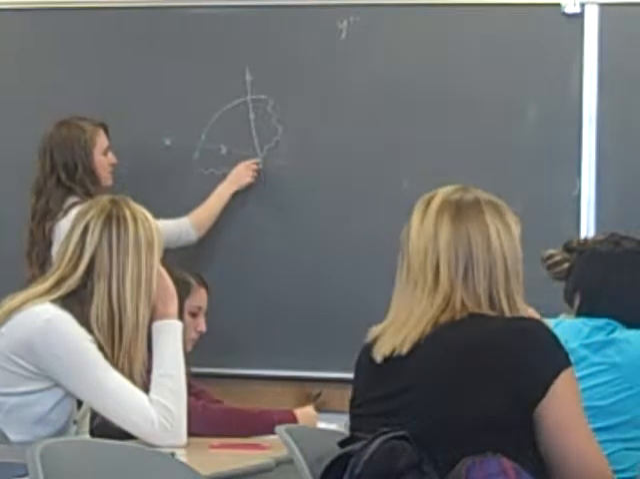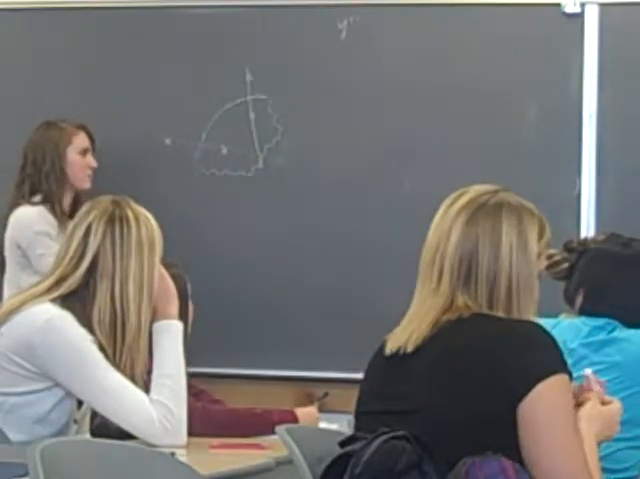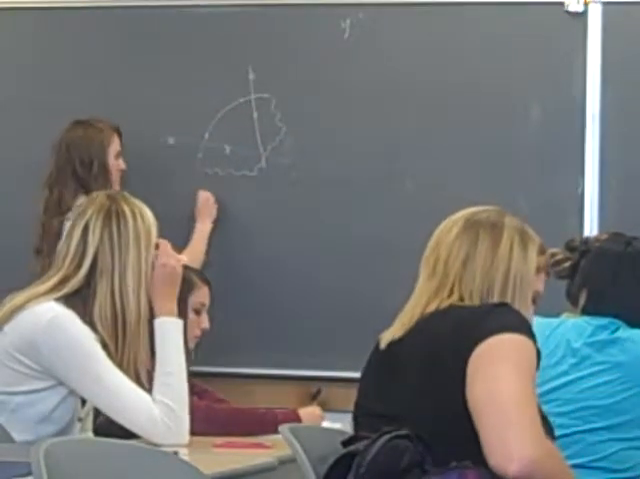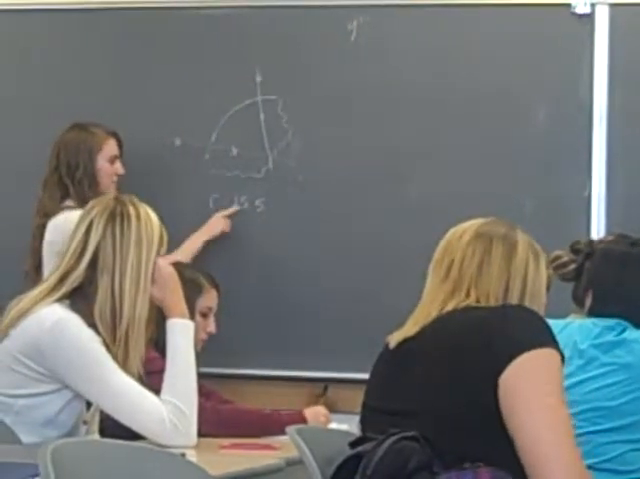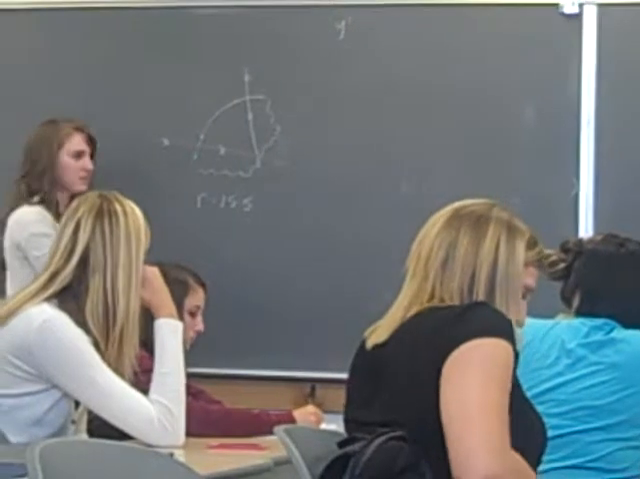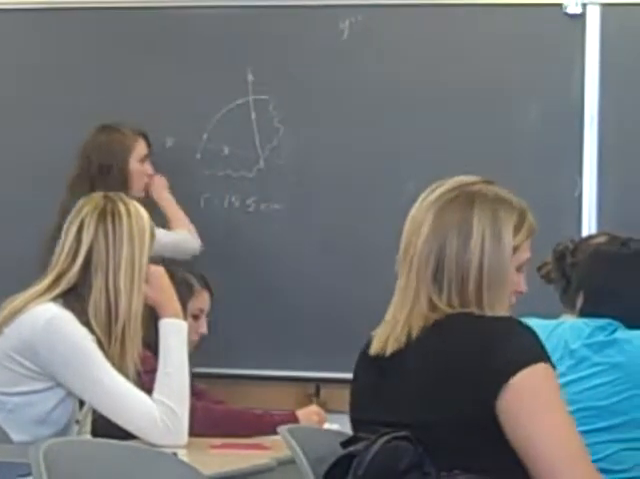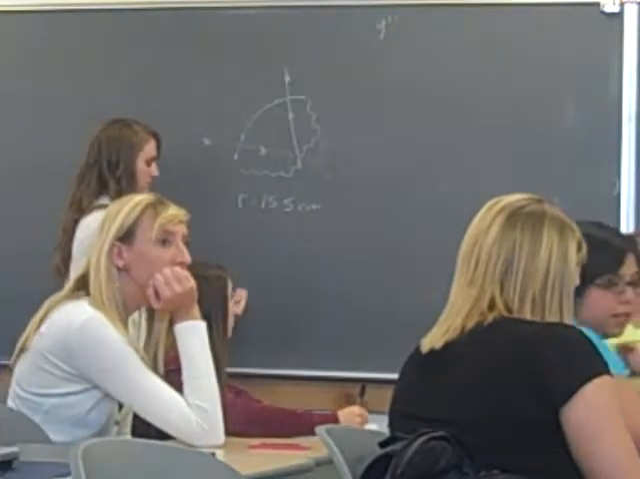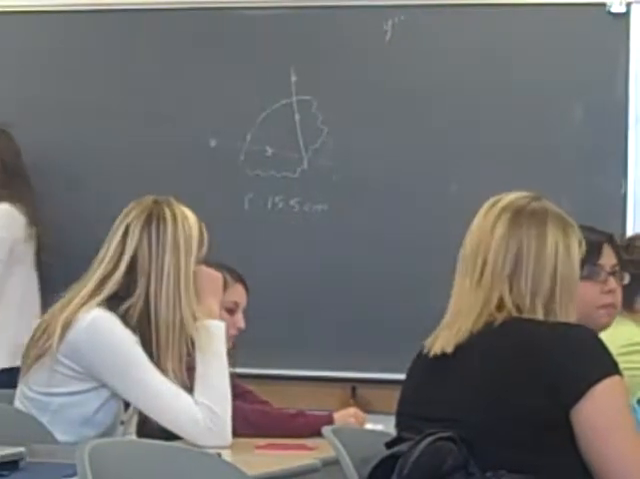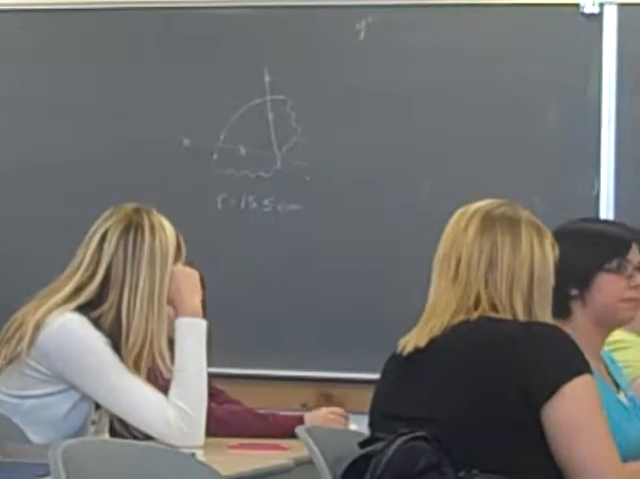And then I measured the radius, and they were both the same. And they were both 15.5 for the radius, which meant the diameter was twice that, which means it was 31 centimeters. That's what I did. Okay. Anybody take a different approach?